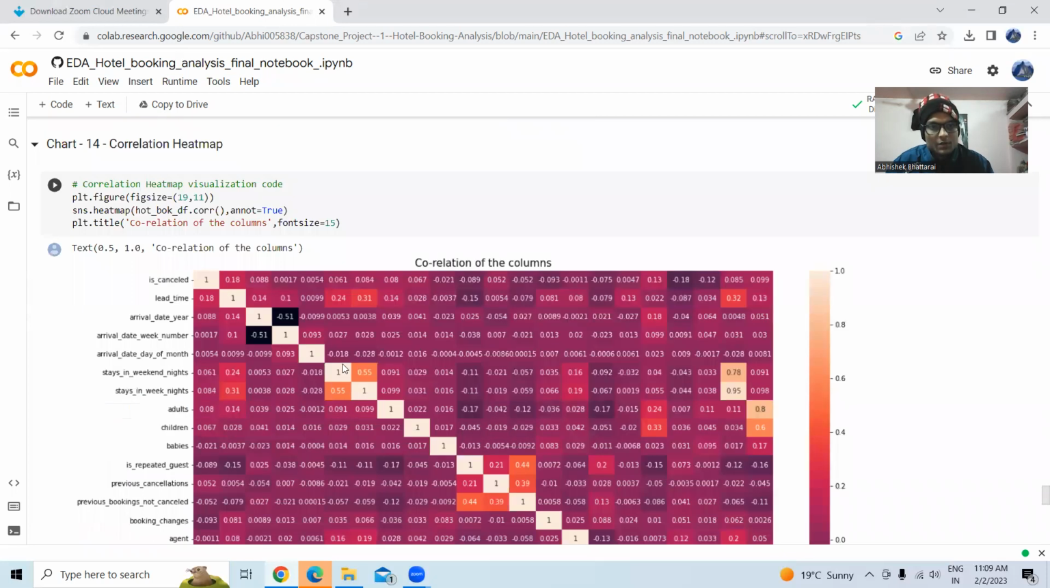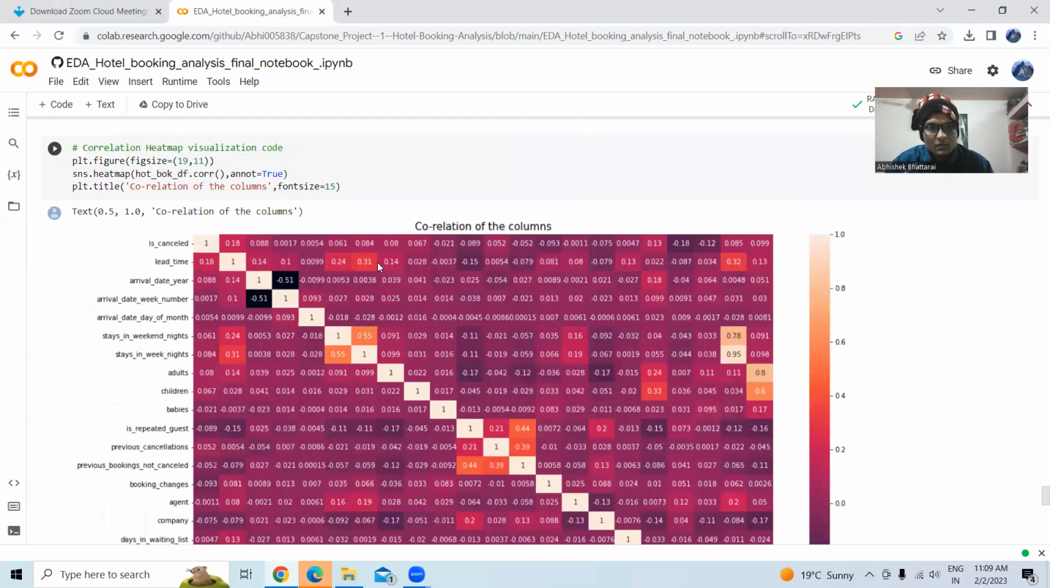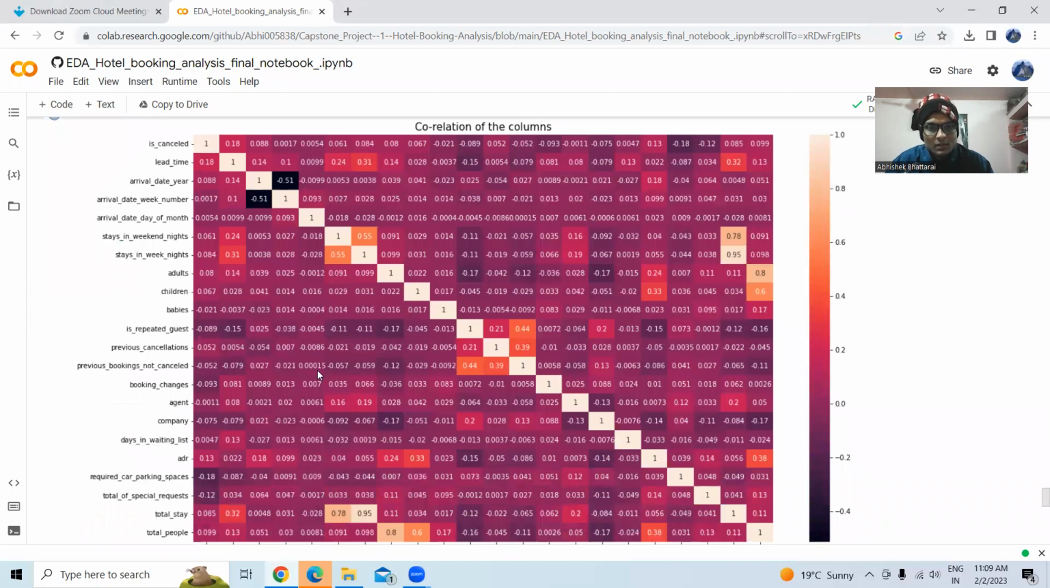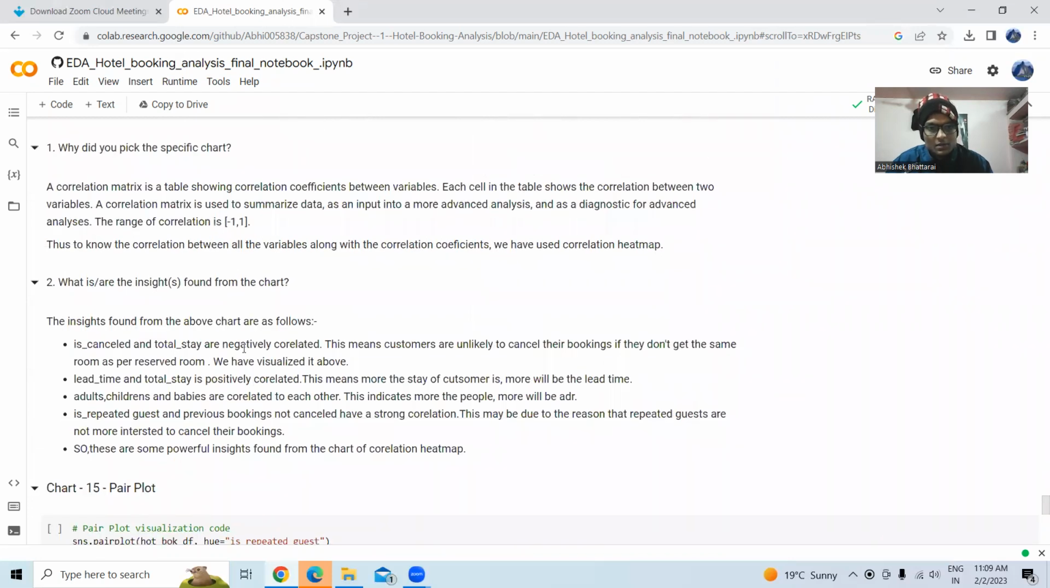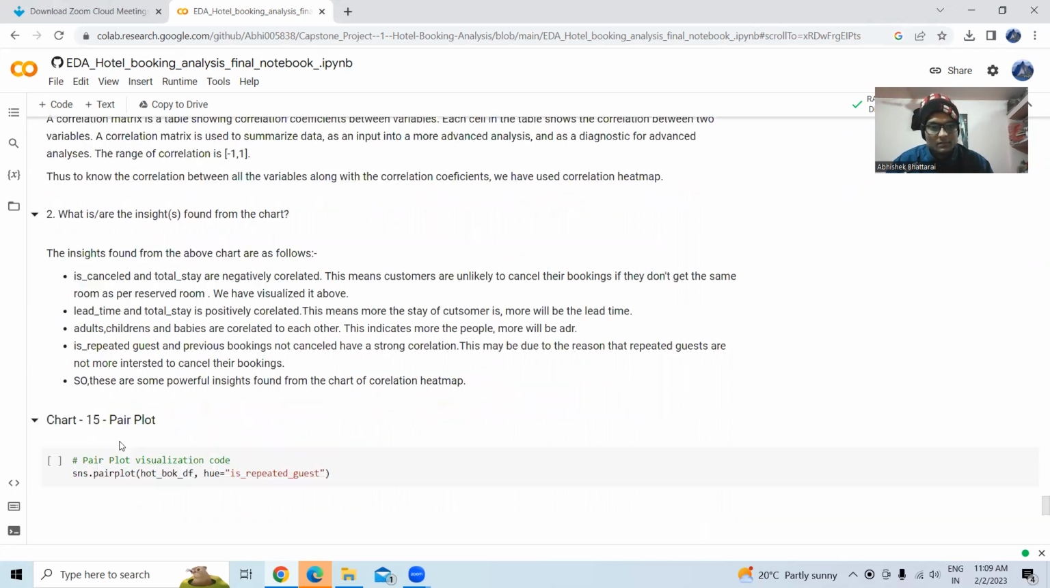If you move down, in chart 14 we have a correlation heat map. We can see the correlation of different columns in the same chart. What we have found is that cancel and total stay are negatively correlated. This means customers are likely to cancel their bookings if they don't get the same room as reserved, which we have visualized above. Lead time and total stay are positively correlated. This means the longer the stay of the customer, the more the lead time will be.